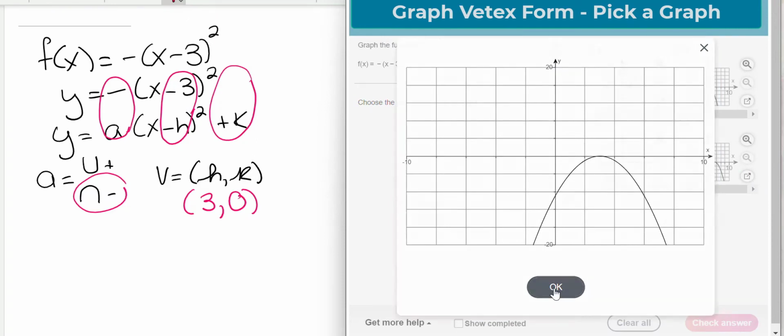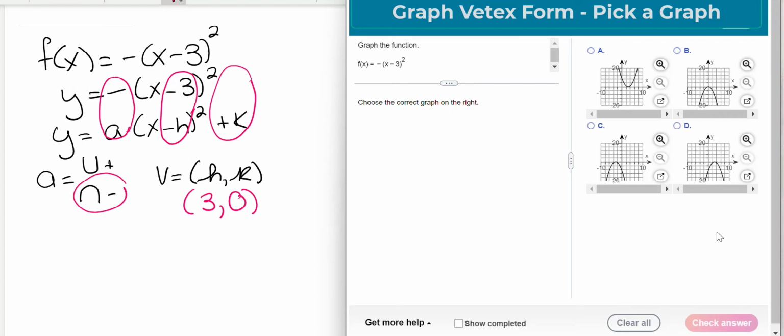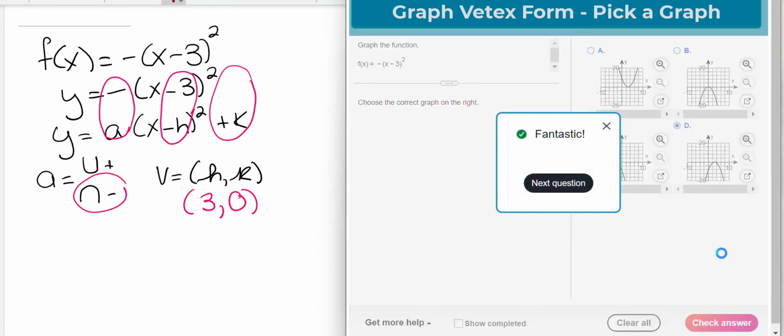That looks good. Now this is kind of like the 3 bears, right? Goldilocks and the 3 bears, which one works? Our answer is D. So let's check our answer. Yay, good job. Let's look at another one.